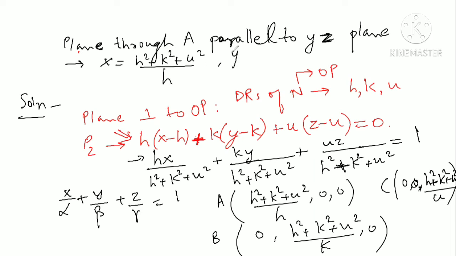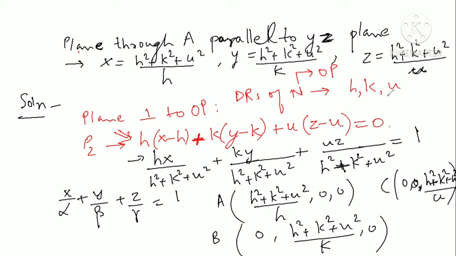Similarly, the other planes we can write as y is equal to (h square plus k square plus u square) divided by k. And the third plane we can write as z is equal to (h square plus k square plus u square) divided by u. This is the third plane that we can write. Now these three planes intersect in Q, which means the coordinates of Q are these three coordinates, right?